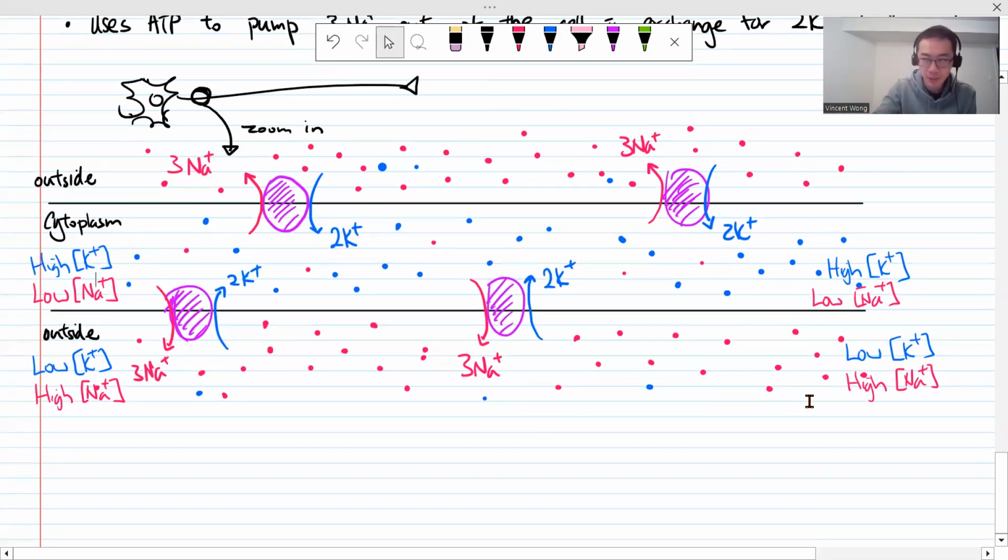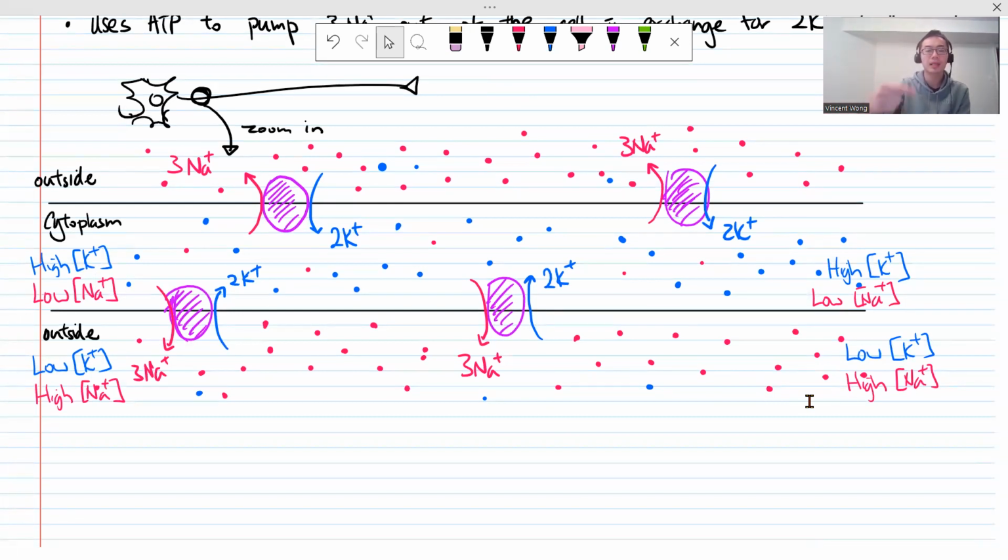So I have a very important question for you to consider. Think about it. If the sodium potassium pump continues to do this, and it will, continuing to pump sodium out 3 at a time, but only bringing in 2 potassium every time, which side of the membrane is going to be more positive? Is the outside more positive or is the inside more positive? Think about it. Now, don't tell me the answer yet.